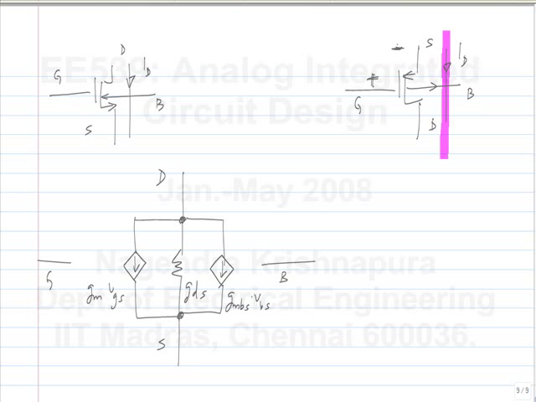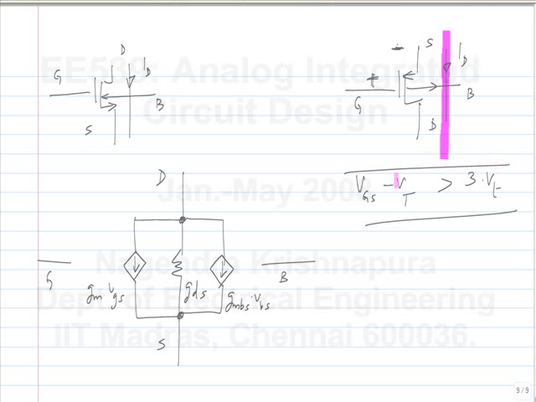But the model itself is not valid beyond a certain value of VGS minus VT. Typically you say that this strong inversion model is valid when VGS minus VT is greater than 3 times the thermal voltage or something. I think that's what I remember from device physics. That's usually considered a limit for strong inversion. If it is below this, it is not in strong inversion anymore. So, you can't use this square law model.